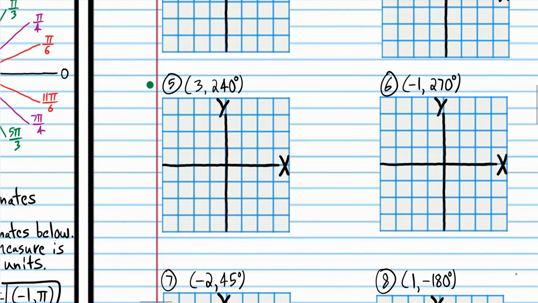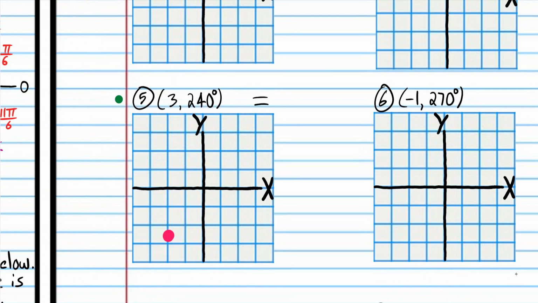So we're going to move out 3 units to the right and then rotate 240 degrees counterclockwise. And that's going to get us about here, roughly. So again, the position doesn't have to be exact. You don't have to get a protractor out.